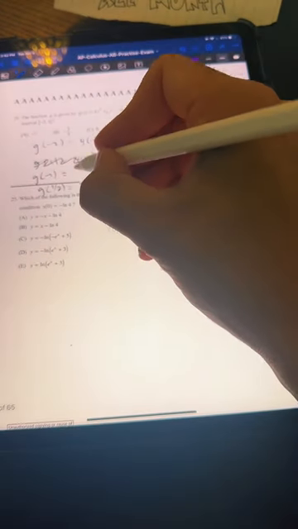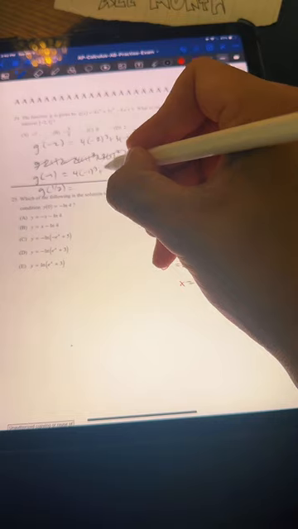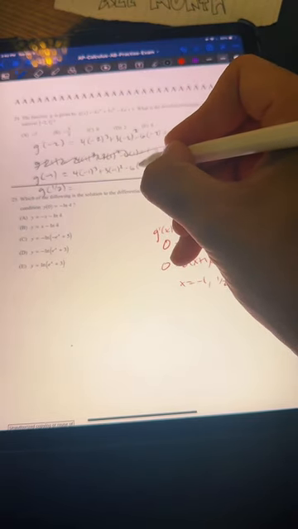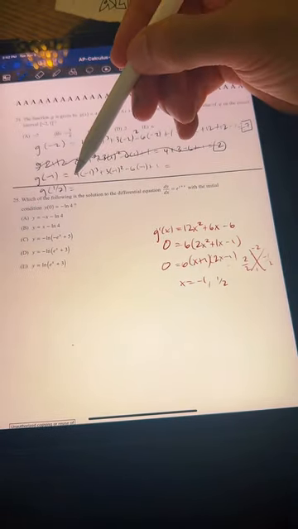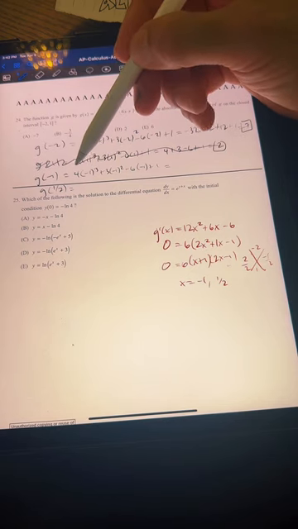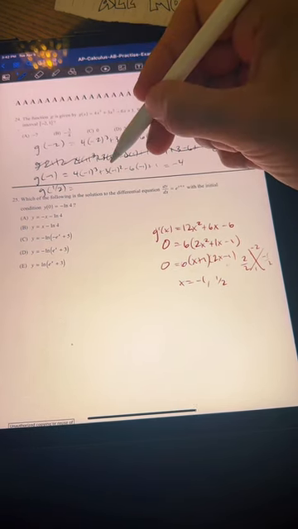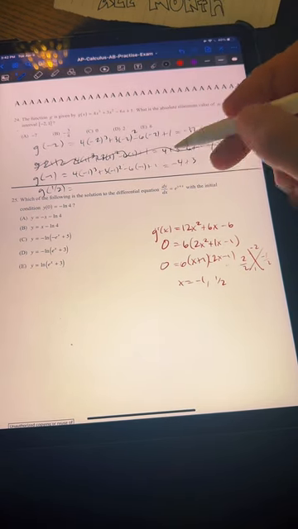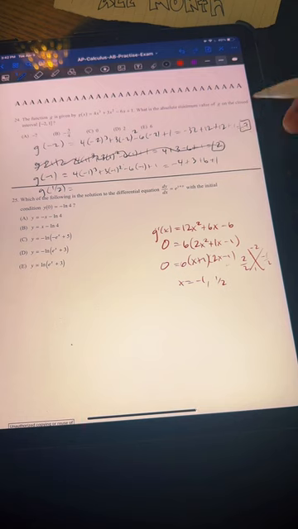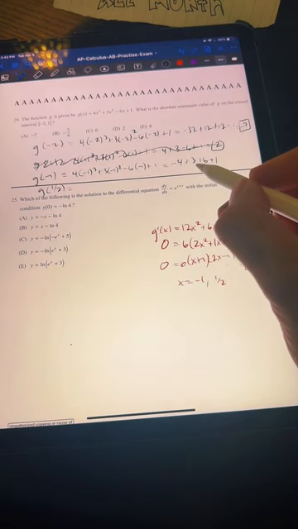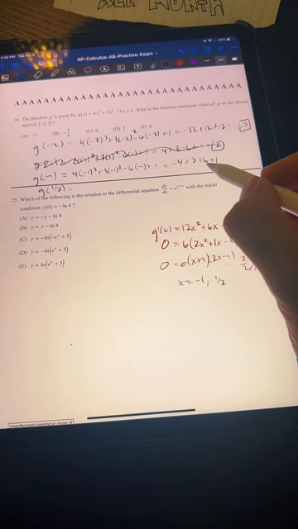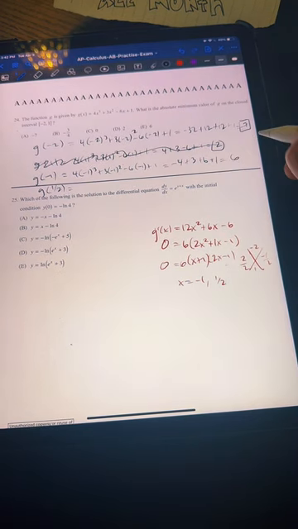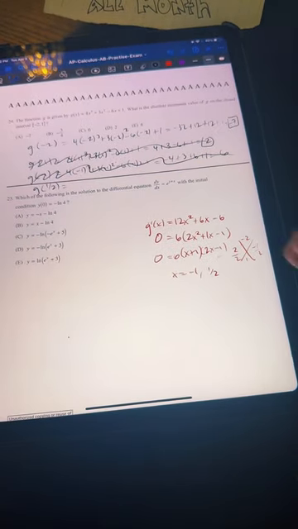Now let's plug in negative 1. 4 times negative 1 cubed, plus 3 times negative 1 squared, minus 6 times negative 1, plus 1. Negative 1 cubed is negative 1 times 4, that's negative 4. Negative 1 squared is just 1, so that's plus 3. And then negative 6 times negative 1 is plus 6, plus 1. Negative 4 plus 3 is negative 1, plus 6 is 5, plus 1 is 6. Hope I got that right. Yes. So negative 7 still beats it, so we can eliminate that.